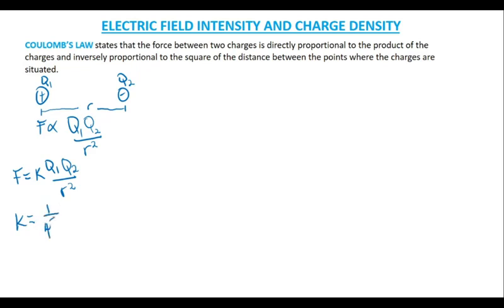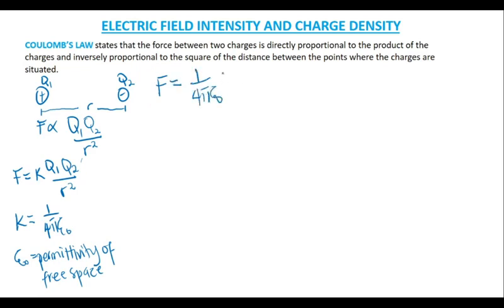Now, the K over here is given to us by 1 over 4 pi E naught, where E naught is called the permittivity of free space or vacuum. So this whole equation, the force, can be rewritten as F is equal to 1 over 4 pi E naught, Q1 Q2 all over R square.